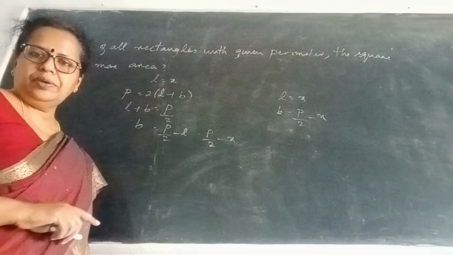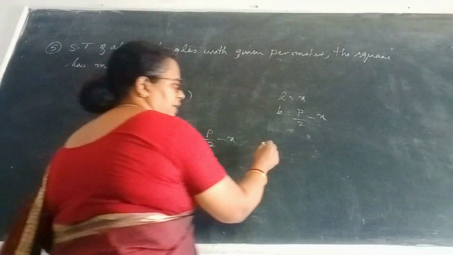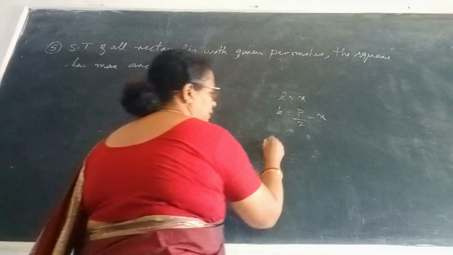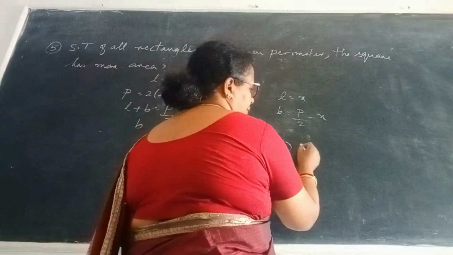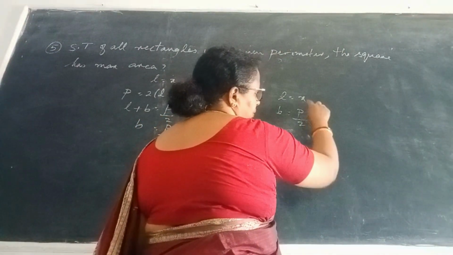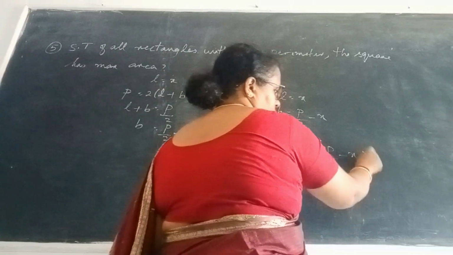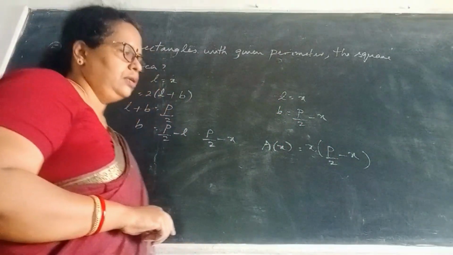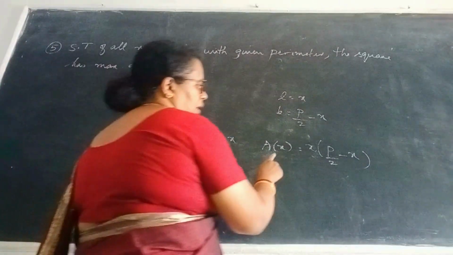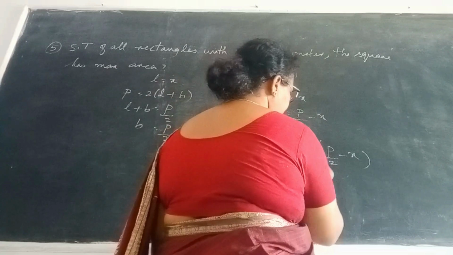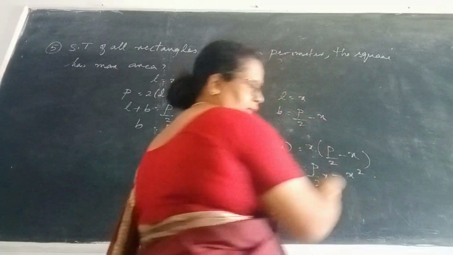Square has maximum area, which means the required function is the area function. What is area? Area of a rectangle is LB. So X into (P by 2 minus X). P should be treated as a constant. Why? Because given perimeter means it is a constant. Multiply by X, what will we get? P by 2 X minus X square.